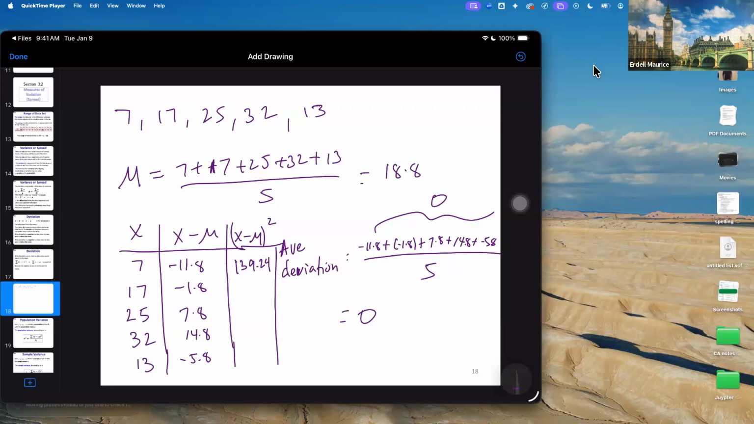And then find the average of those five numbers. Find the square deviation, and then find the average of those five numbers. This will not be zero. Yeah, 2.2.